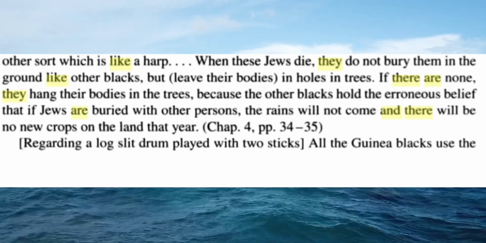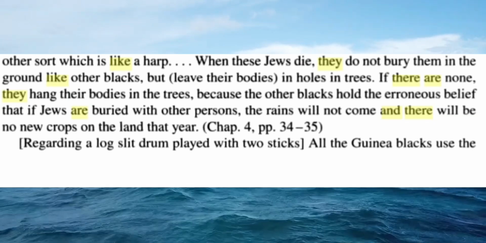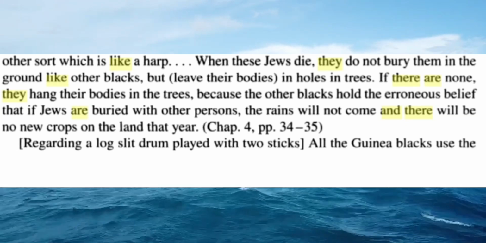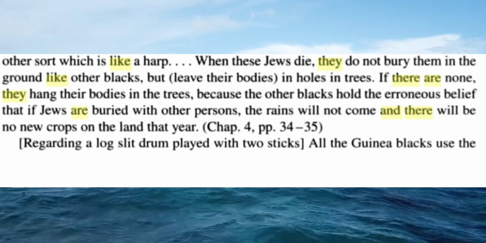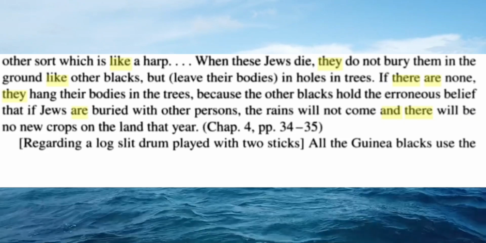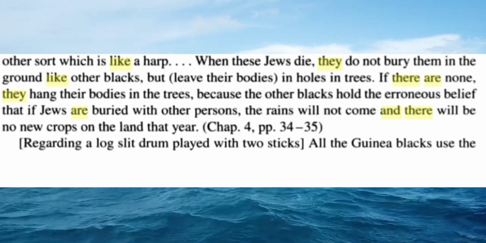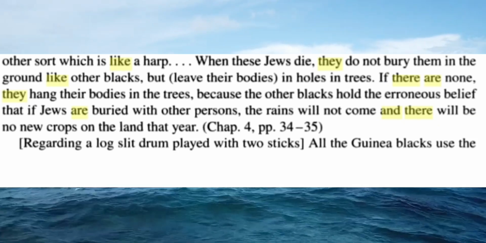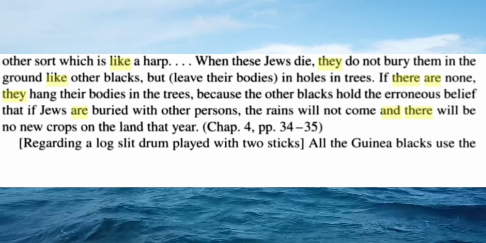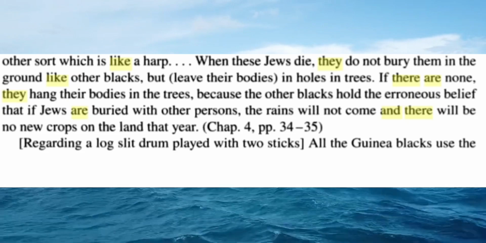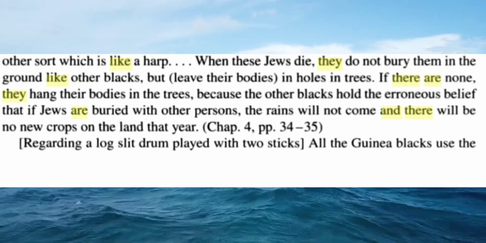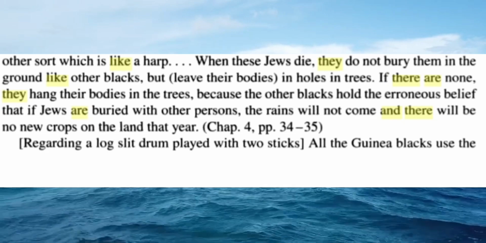It says they hang their bodies in the trees. It says in the hole in the trees, if there are none, they hang their bodies in the trees, because the other blacks hold the erroneous belief that if Jews are buried with other persons, the rain will not come and there will be no new crops on the land that year. So human beings that are being treated like that are regarded as dogs, hung on trees, treated like nothing, regarded as nothing. Of course, you have no problem selling them as slaves.